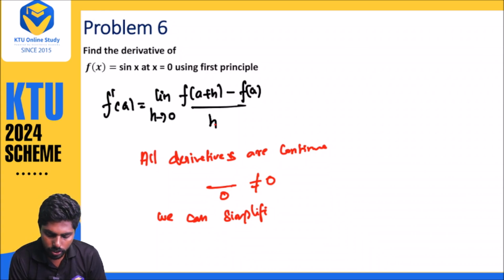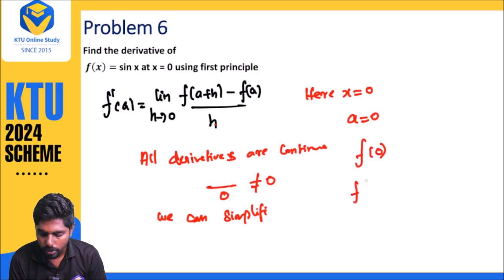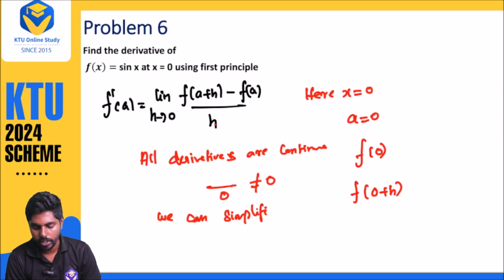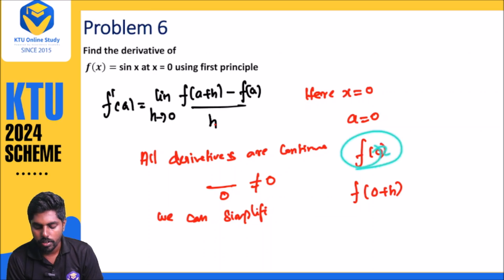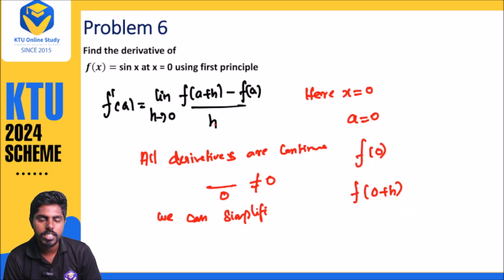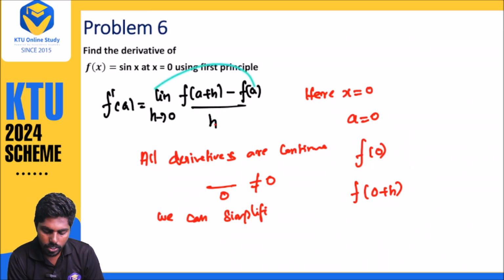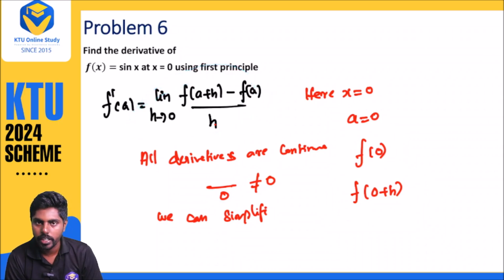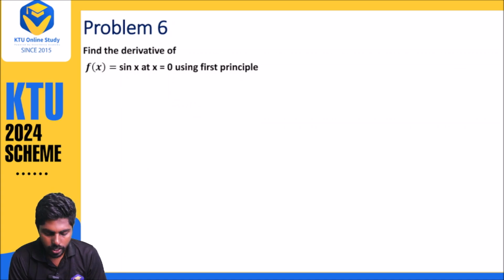Then you want to see what they have given. Here they have given x is equal to 0. That is nothing but a is equal to 0. That means you want to find f of 0 and f of 0 plus h. These are the concepts you want to identify. Just substituting in the formula, you will be getting the answer. Okay, we will be solving this. Okay, what have they given?